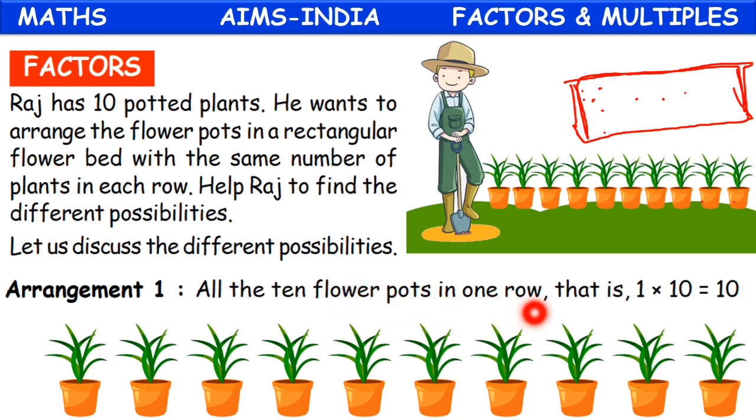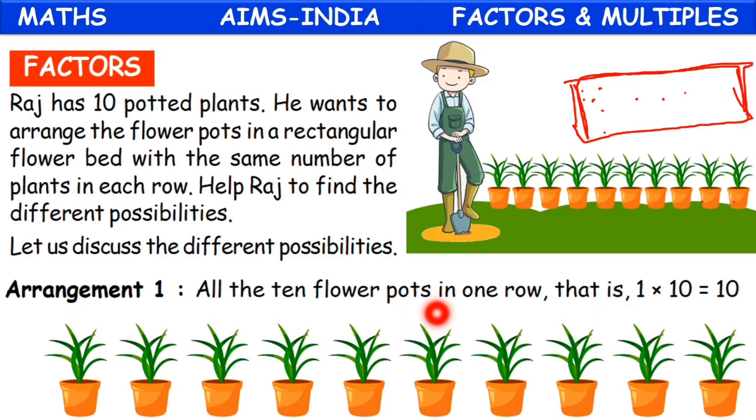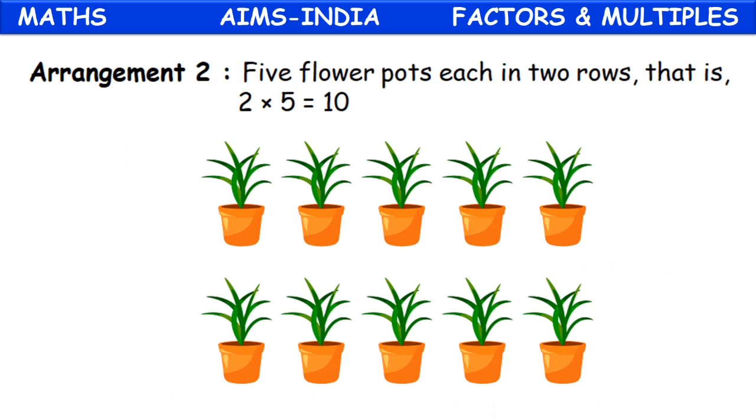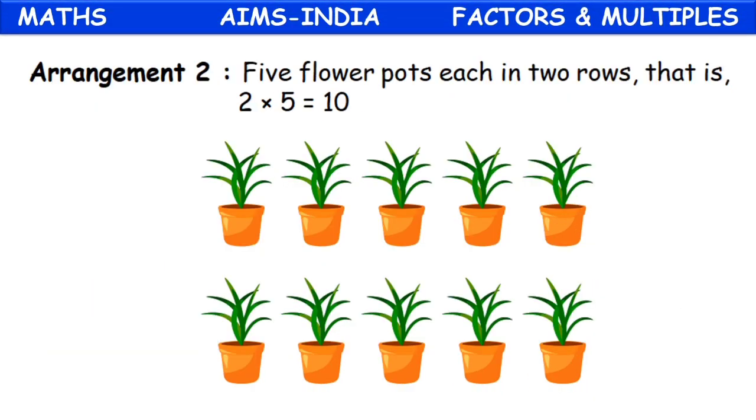Arrangement 1. All the 10 flower pots in one row. In one row, that is 1 into 10. All the 10 flower pots are arranged in a single row, children. Is this possible? Yes, we can arrange all of them line by line in a single row. Next, another possibility. So here in one row, we are having 10. One row, and in each row we are having 10. So 1 tens are 10.